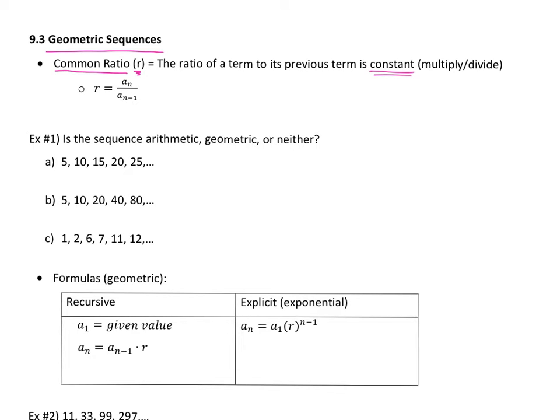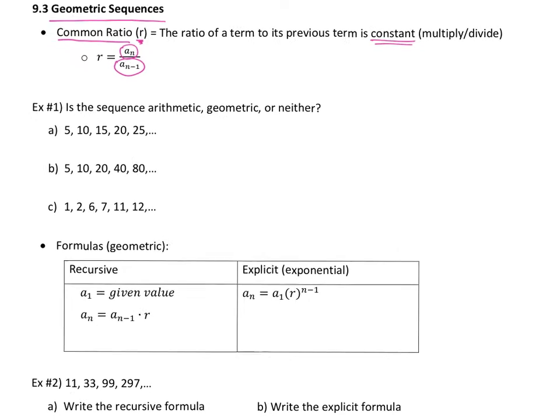So the way we figure out what R is, we take some term, a sub n, and we divide it by the term before that, right? A sub n minus 1. So I'll show you what that looks like in just a minute here. But that's how you're going to find your common ratio.